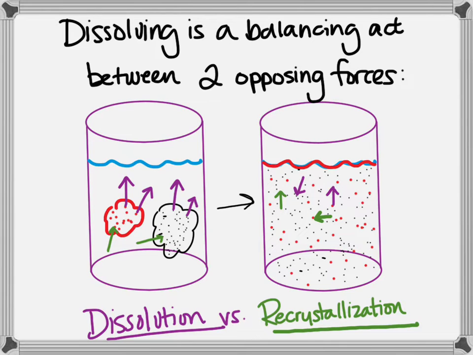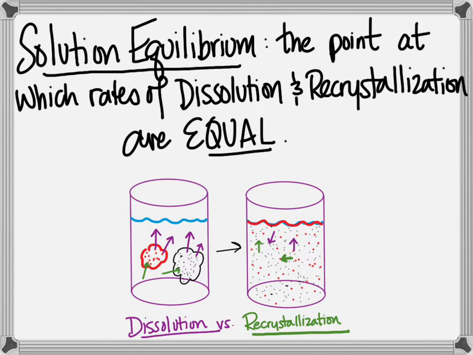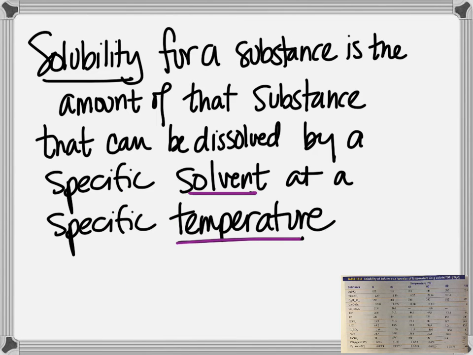This is called recrystallization. When we hit a point where the rates of dissolution and recrystallization are equal, we've hit what we call solution equilibrium. This is the point where we've got a saturated solution, and at that temperature, we're not going to get any increased dissolution. Okay, that's all well and good, but can we figure out how much stuff we can get to dissolve, when we know that we're going to approach the point of solution equilibrium?